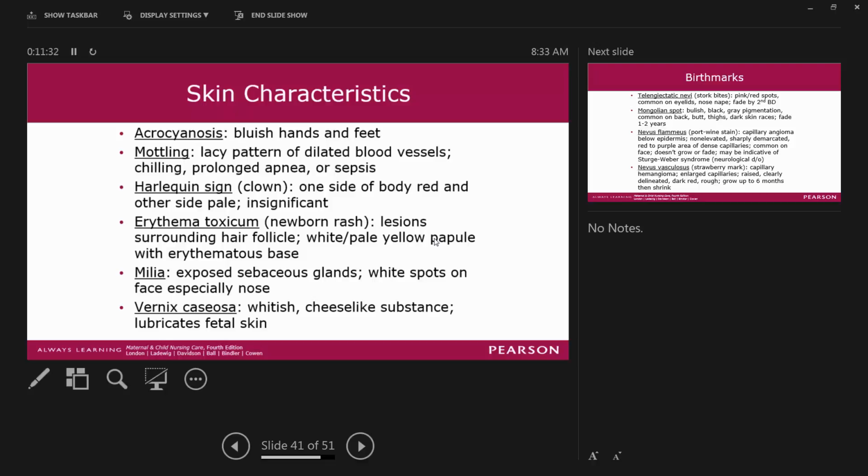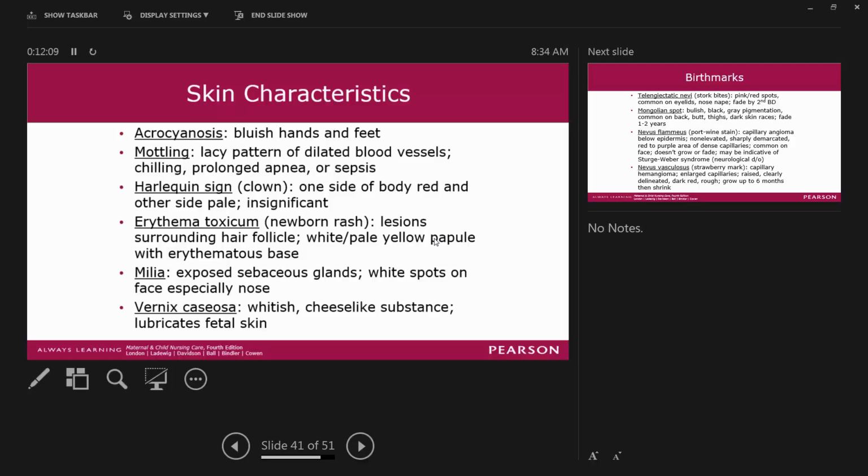Mottling. It's a lacy pattern of dilated blood. You can see it in parts of their body. You can see it on people, adults, like if someone gets really cold, okay, you could see they might be a little mottled or have a lacy pattern to their skin. Harlequin sign is one side. If you were to take baby from head to sacrum and draw a line, one side would be obviously red, the other side would be obviously pale, okay? Harlequin sign.